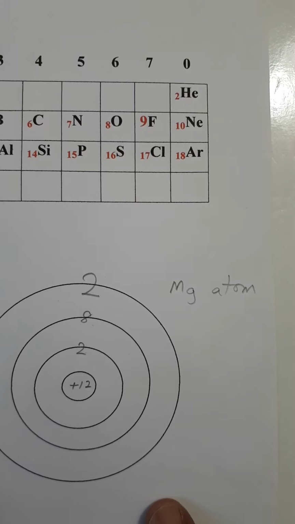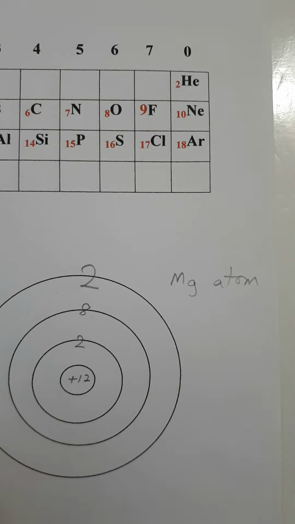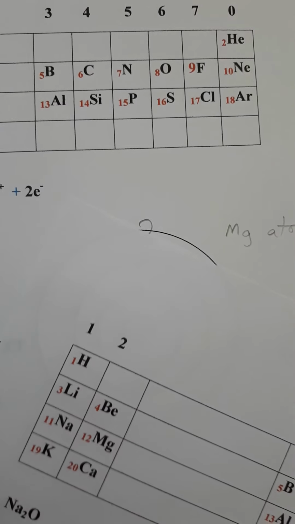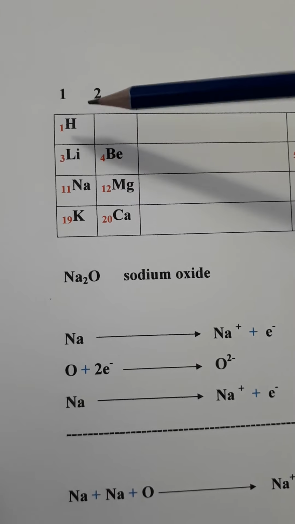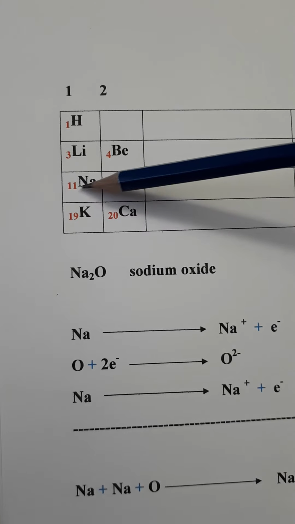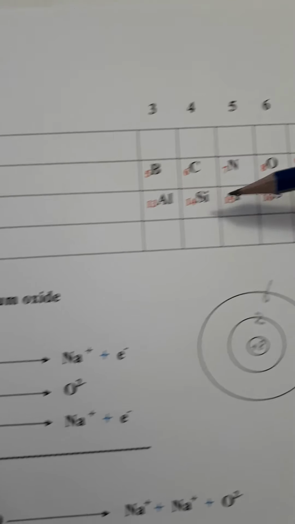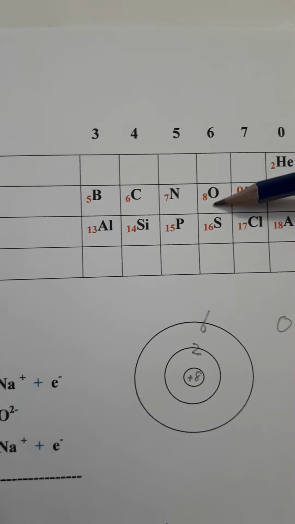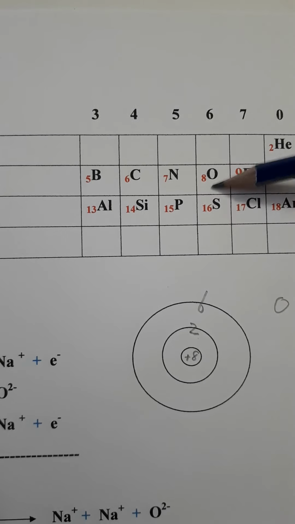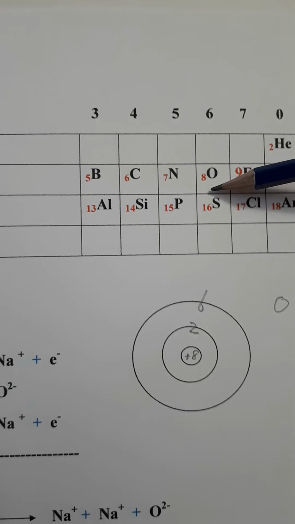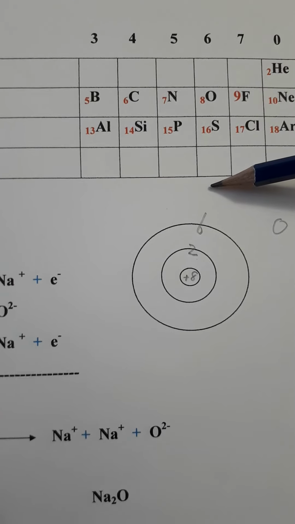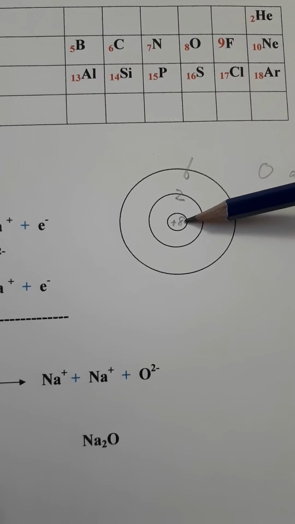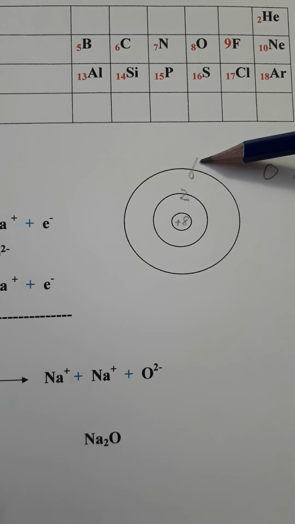Now the last one for today is sodium oxide. Let's see how to make sodium oxide. Sodium is in group 1 with 11 protons, but oxygen is in group 6. So how does its electron configuration look? 8 protons, electrons 2, 6.